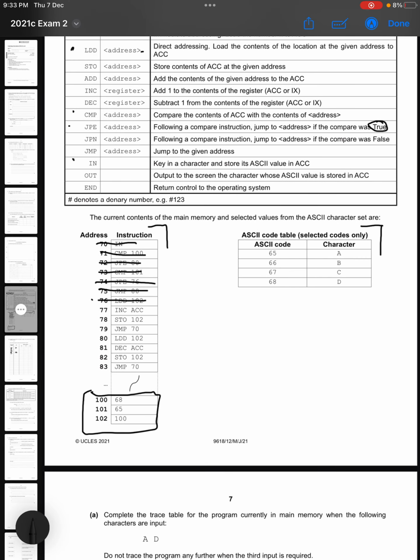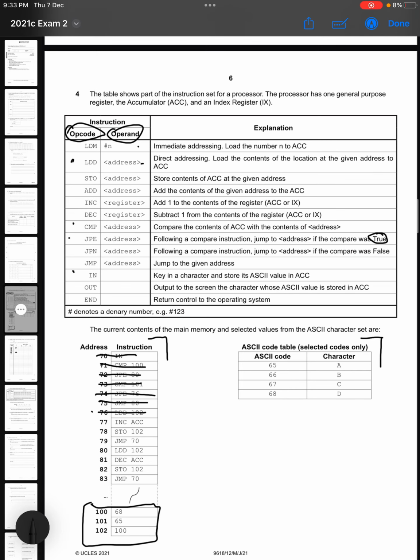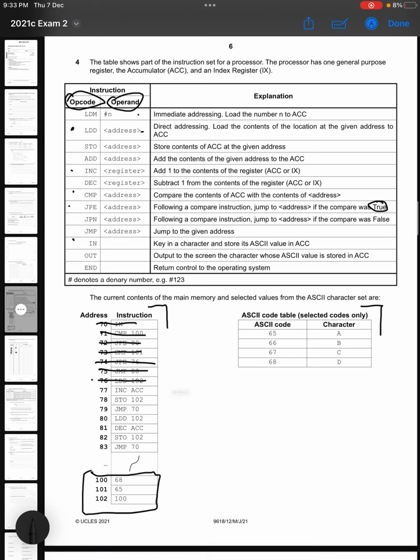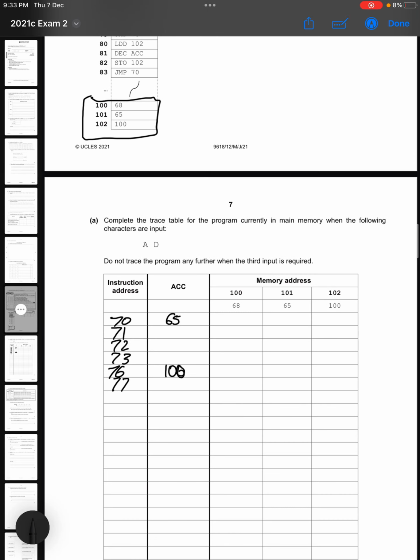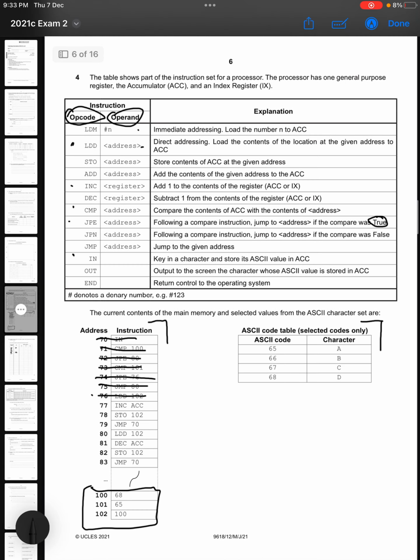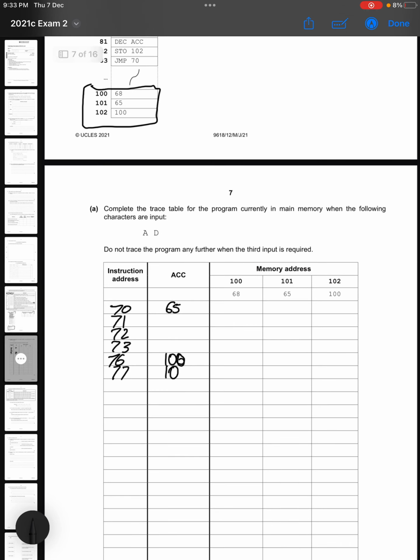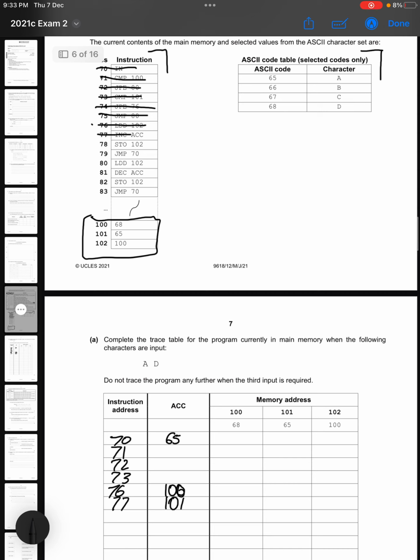Now 77 says INC, which is right here: add 1, so increment. Add 1 to the contents of the register ACC or IX. So IX is not given in this table, so we know that we have to use the ACC. So add 1 to the contents of the ACC, which is 100, so 100 plus 1 is 101. So that is our new value in the ACC. Let's cut a line through that, and let's go to the next address, 78.